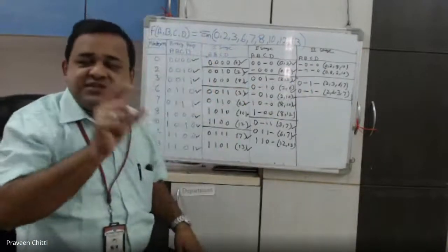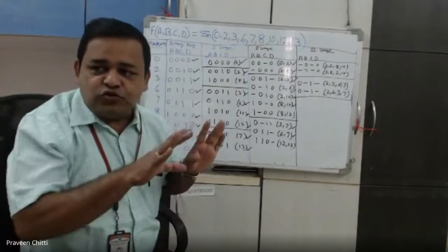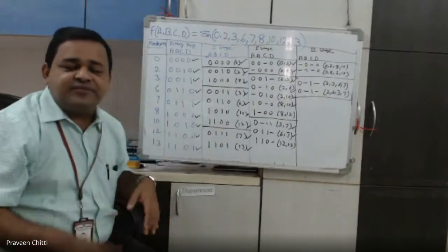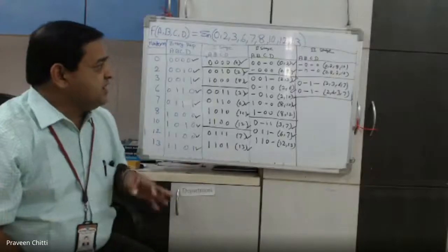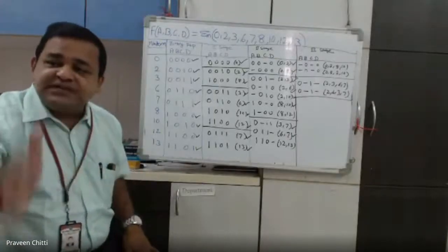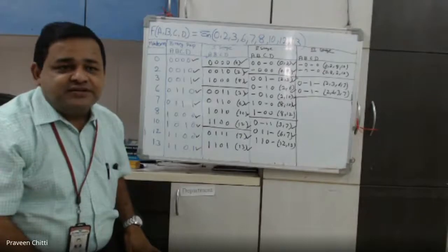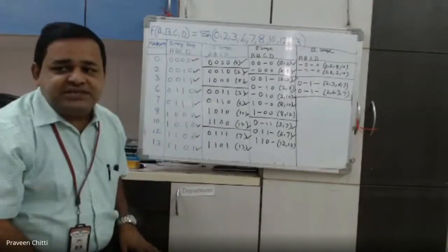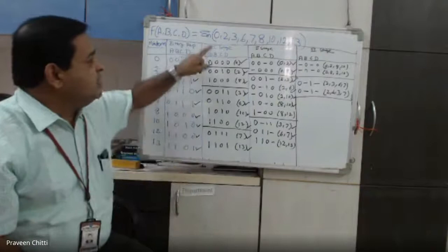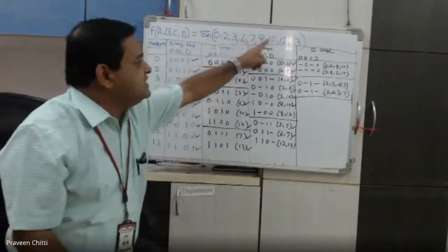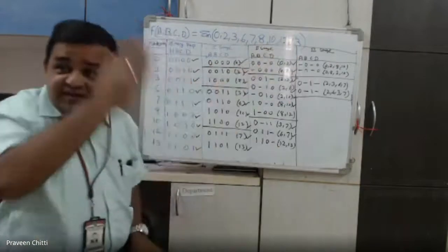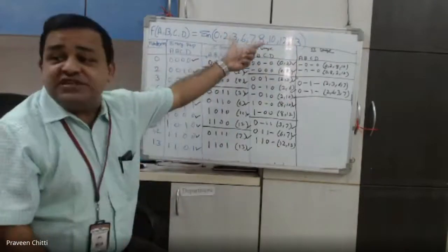So 1, 2, I should take. Should there be only 2 rows in the prime implicant chart, or do we have to add anything else? First, how many columns should be there in the prime implicant chart? Next you are going to write the chart. How many columns should be there? 1, 2, 3, 4, 5, 6, 7, 8, 9. You have to make 9 columns corresponding to each min term.